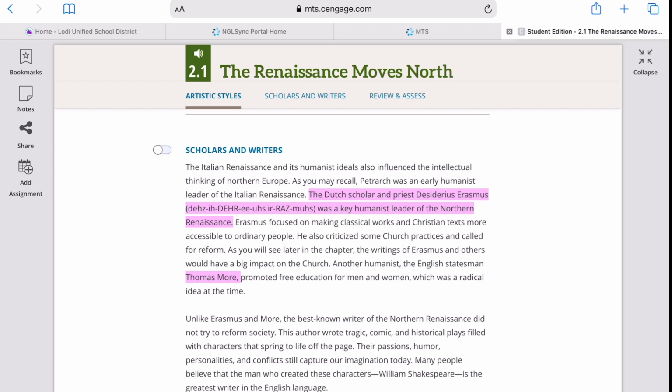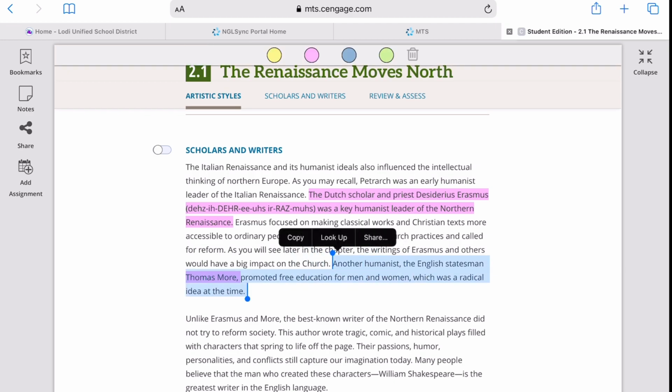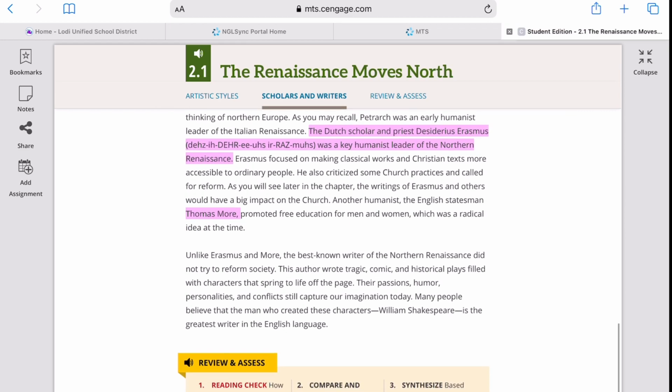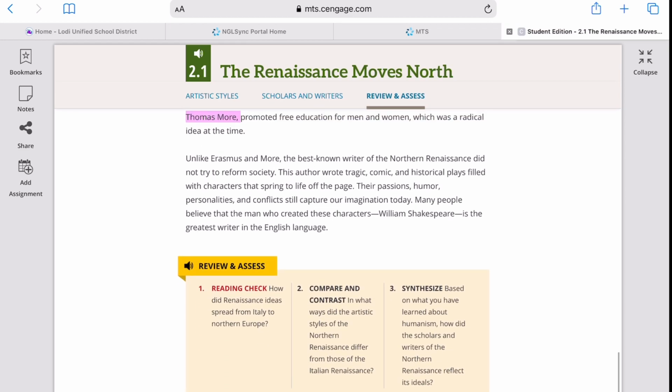Moving on to writing or literature, unlike Erasmus and More, the best-known writer of the Northern Renaissance did not try to reform the society. This author wrote tragic, comic, and historical plays filled with characters. Their passions, humor, personalities, and conflicts still capture our imagination today. Many people believe that the man who created these characters, William Shakespeare, is the greatest writer in the English language.